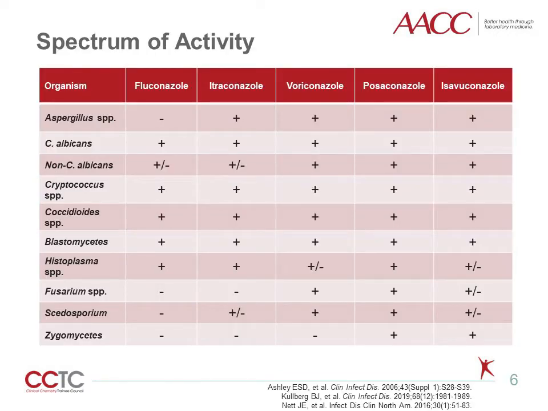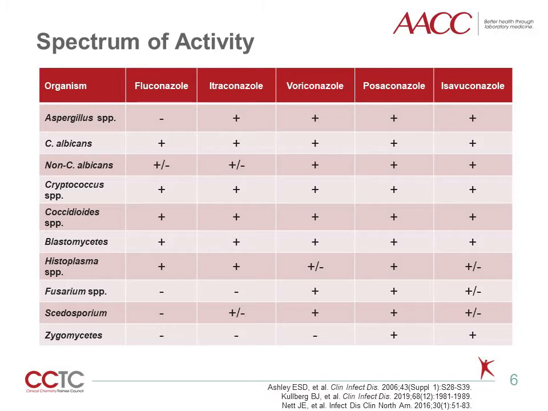Here's the spectrum of activity for azole antifungals. This chart is based solely on the in vitro activity of these agents, regardless of their clinical utility for infections caused by these pathogens. For example, although Isavuconazole demonstrates in vitro activity against the endemic fungi such as histoplasmosis and blastomycosis, clinical data for the treatment of these infections are extremely limited.